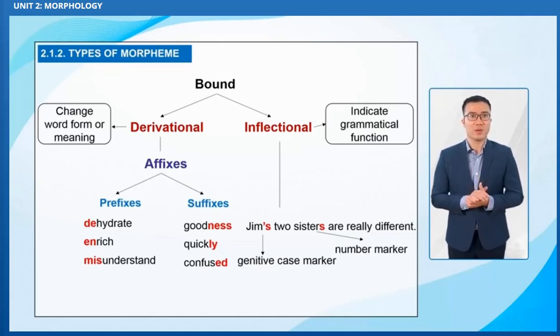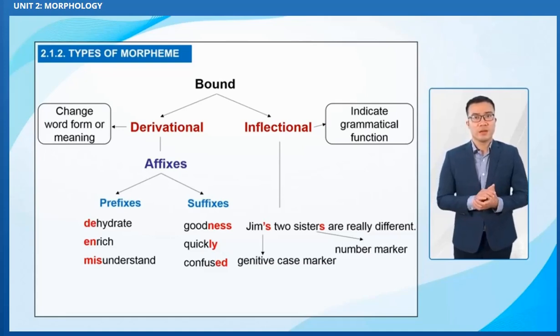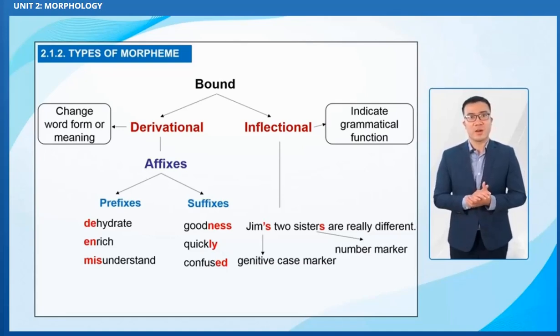Derivational morphemes can change the form or even the meaning of words. Derivational morphemes are realized by affixes, which in turn consist of prefixes and suffixes.